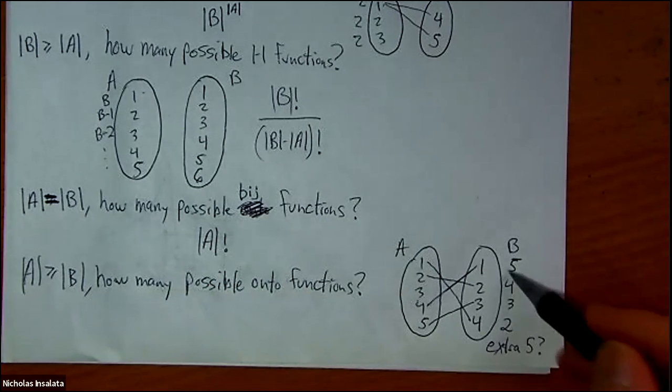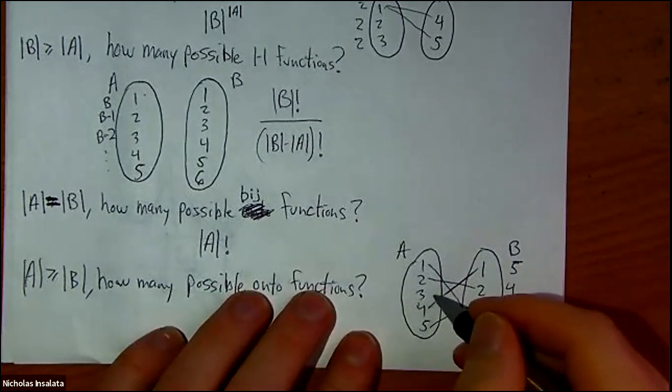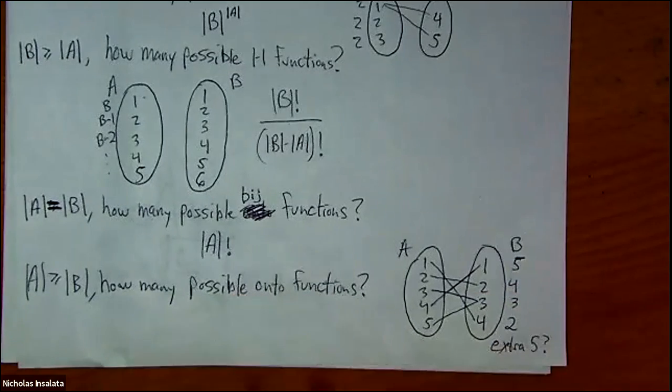So would it be 5 times 4 times 3 times 2 times 5? Is that the right way of doing it? Or maybe a different way?